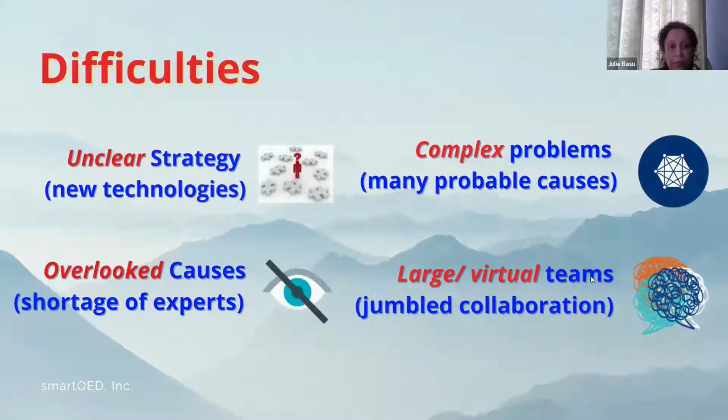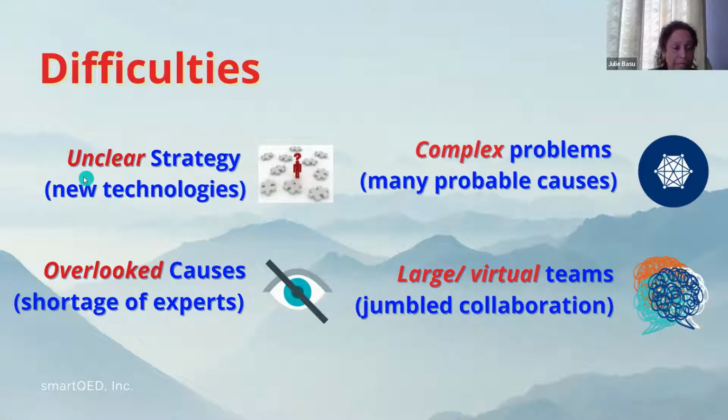So the difficulties that we have faced include unclear strategy. Strategy can be unclear for a number of reasons. I have just listed one. For example, let's say we have a new technology and we don't understand, when a problem happens, what are the aspects that we need to look at.